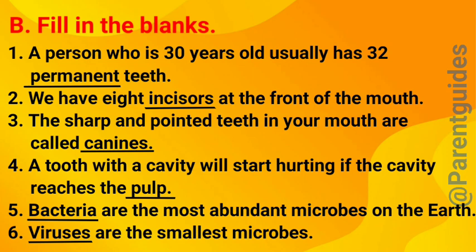B. Fill in the blanks. 1. A person who is 30 years old usually has 32 permanent teeth. 2. We have 8 incisors at the front of the mouth. 3. The sharp and pointed teeth in your mouth are called canines. 4. A tooth with a cavity will start hurting if the cavity reaches the pulp. 5. Bacteria are the most abundant microbes on the earth. 6. Viruses are the smallest microbes.